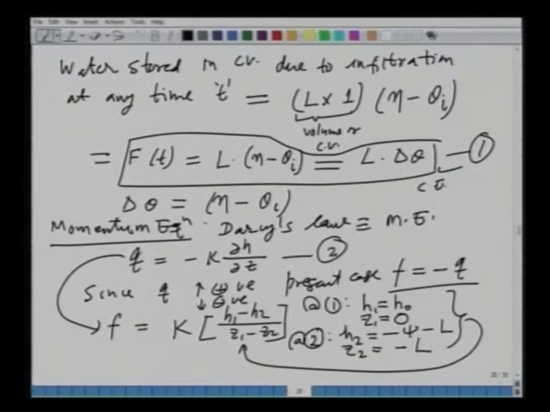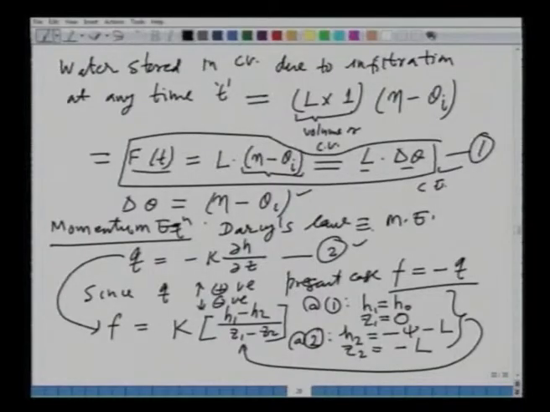Then we applied the continuity equation, in which we said that the cumulative infiltration at any given time is nothing but L times delta theta, where delta theta is this quantity eta minus theta I. And we had seen earlier in the first few classes that the momentum equation for this kind of situation is nothing but the Darcy's law. So, we started with the Darcy's law, which is equation number 2, and then we utilized the concept of various forces that are acting in this particular case, which were suction forces and the gravity forces.